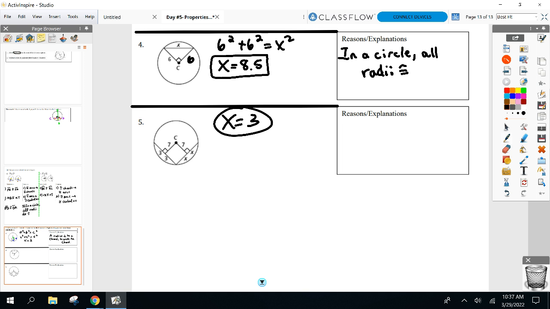All right, Molly? The chords are congruent. Because how far away are they from the center? How far is each chord away from the center? 7. And what did we just go over, Romeo? 2 chords that are equidistant from the center are congruent. There you go. All right, so theorem number 1: 2 chords equidistant from the center are congruent. There's theorem number 1.